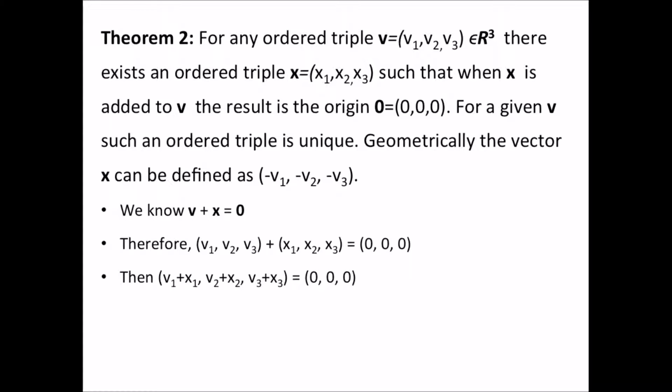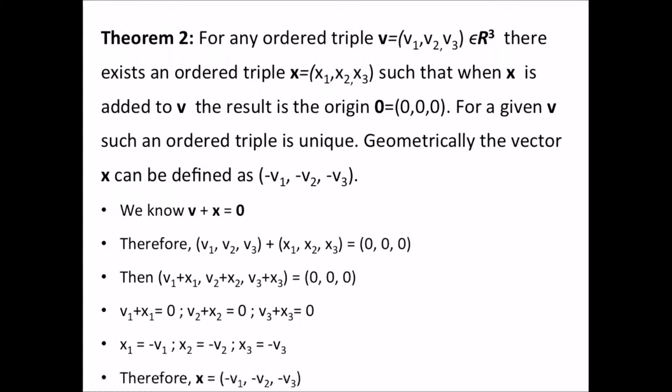Furthermore, we can add the coordinates together and see that v1 plus x1, v2 plus x2, v3 plus x3 equals 0, 0, 0. When we isolate the equation within each coordinate, we see that v1 plus x1 equals 0, v2 plus x2 equals 0, and v3 plus x3 equals 0. In this case, we're going to solve for each x coordinate, and we see that x1 equals negative v1, x2 equals negative v2, and x3 equals negative v3.